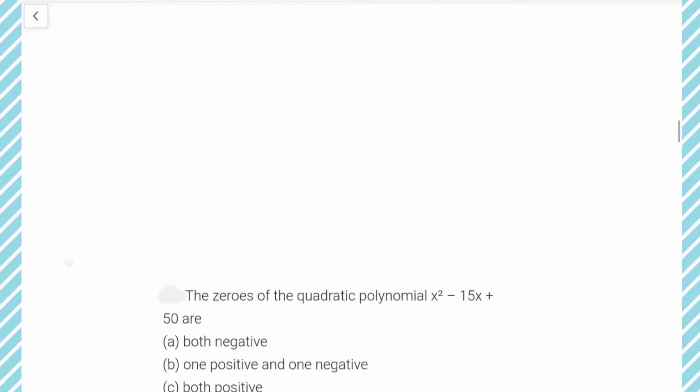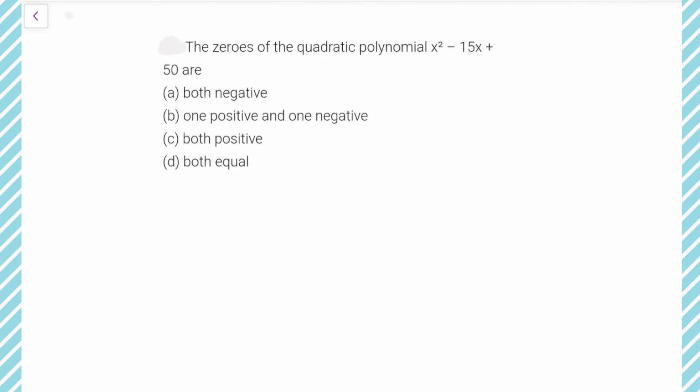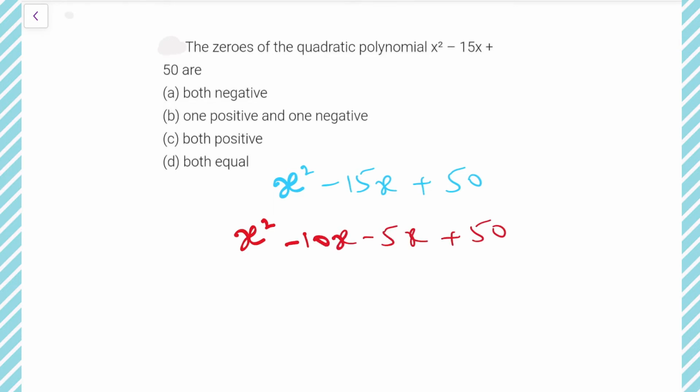Coming to the next question, the zeros of the quadratic polynomial x square minus 15x plus 50. Again I am going to solve this by splitting the middle term into two terms, x square as it is. Minus 15x can be written as minus 10x minus 5x plus 50 as usual. Here minus 10 is there, so our zero will be plus 10. Here minus 5 is there, so our zero will be plus 5. So 10 and 5 are the zeros of the given quadratic polynomial. So both are positive.